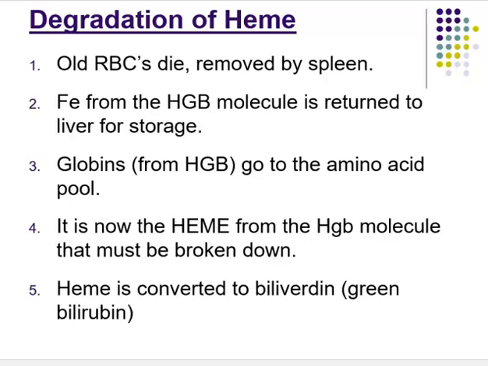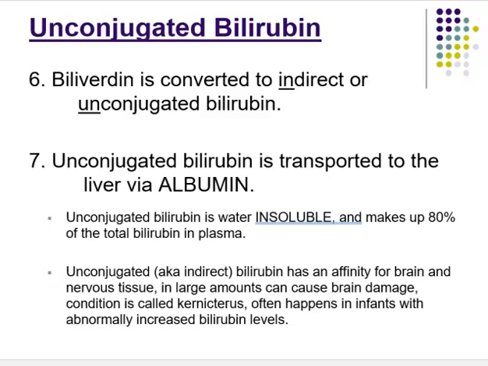So we have to break it down. So the heme is converted to biliverdin, and always think green when you hear biliverdin. The biliverdin is converted to indirect or unconjugated bilirubin. Then the unconjugated bilirubin is transported to the liver via albumin. Remember, our albumin is a protein.